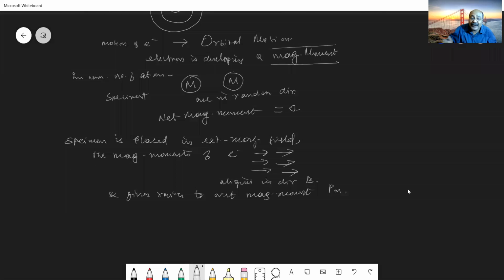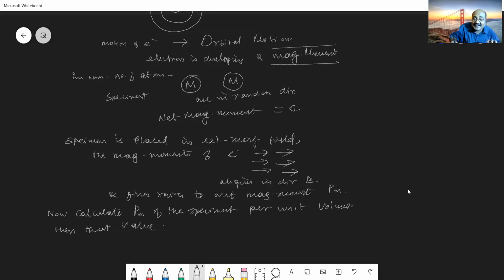So now what you have to calculate? You calculate the magnetic moment of the specimen per unit volume, then that value is what we take as the intensity of magnetization. So this intensity of magnetization is M, which is a vector quantity.